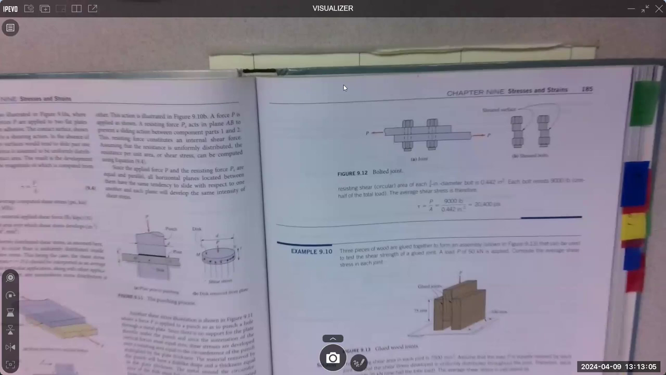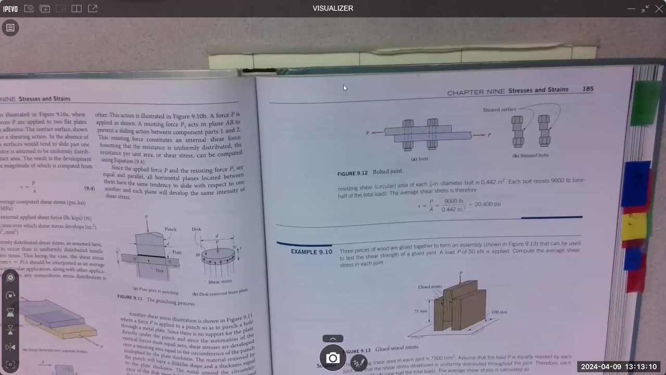How many areas are going to shear off? Two areas. So it is P over A, but it's 2 times A.